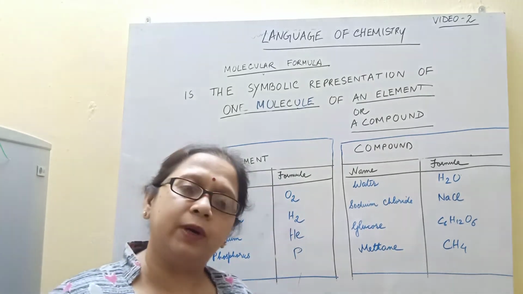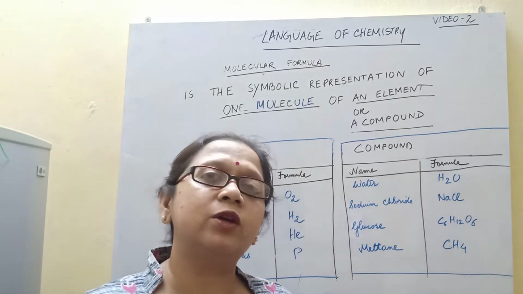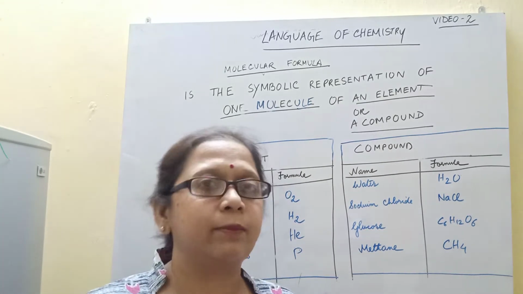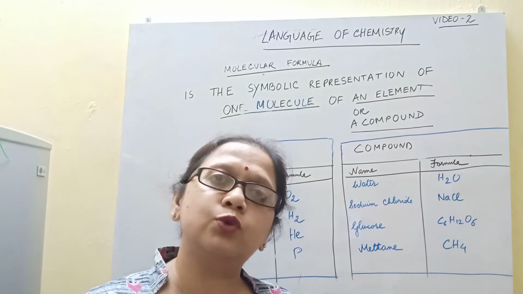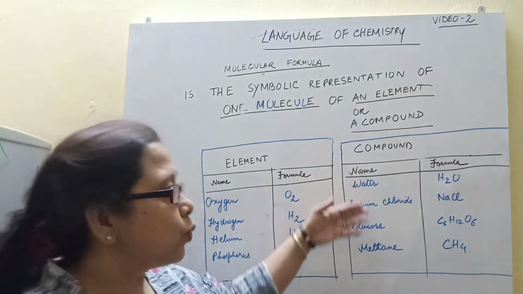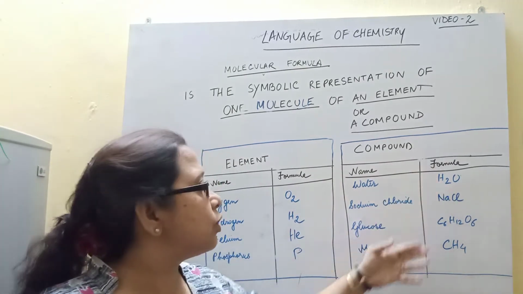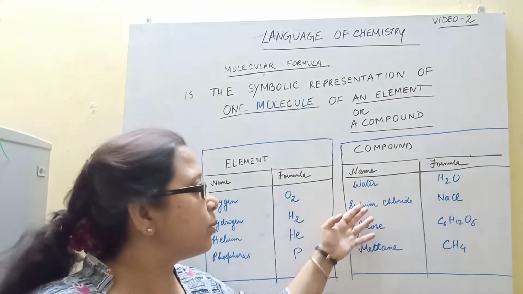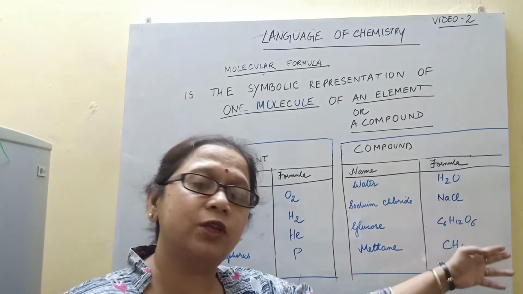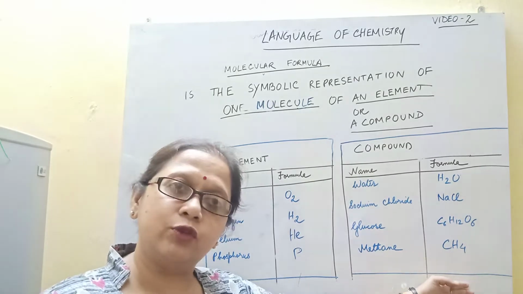Now, what is a compound? A compound is a pure substance which is made up of two or more atoms in a fixed proportion by mass, and it can be split into two or more substances by chemical means. So these are some examples: water, H2O, made up of two elements, hydrogen and oxygen; sodium chloride, made up of sodium and chlorine; glucose, of three elements, carbon, hydrogen and oxygen; methane, made up of two elements, carbon and hydrogen.